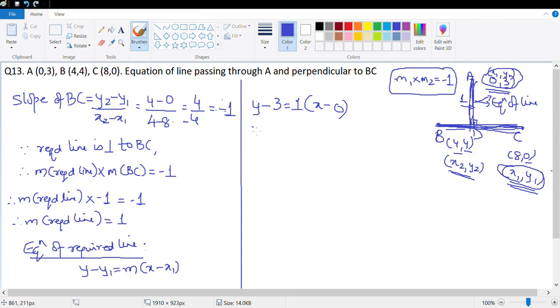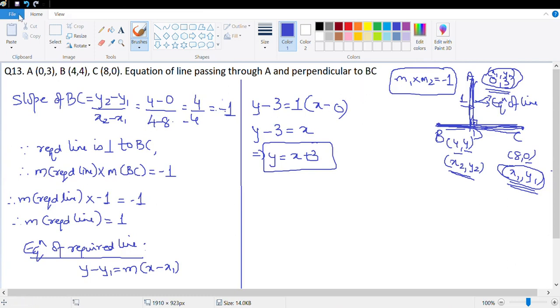So let's open this. This will be y minus 3 is equal to x, which means y is equal to x plus 3. So this is the required equation. So this is the equation of the required line. Perfect. Let's look at the next question.